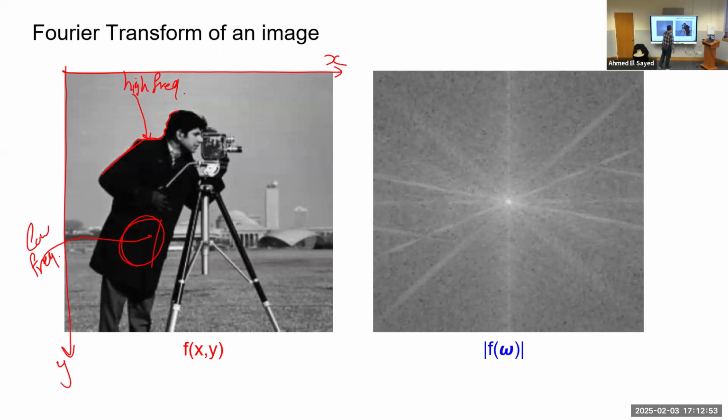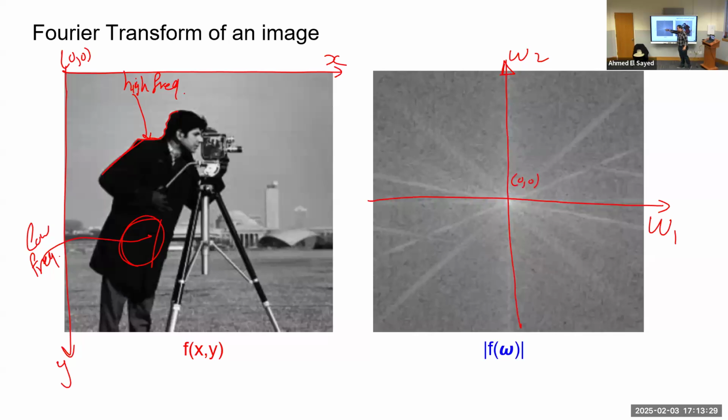So for the frequency, I will have two frequency axes, omega 1 and omega 2. The center of the frequencies is in the middle. So this is the origin of 0 and 0, 0 frequency 1, 0 frequency 2. So for the frequency component, the origin is in the middle. For the image, the origin is on the side.